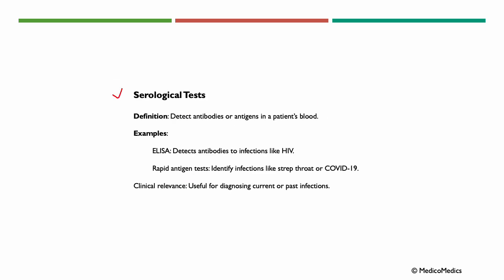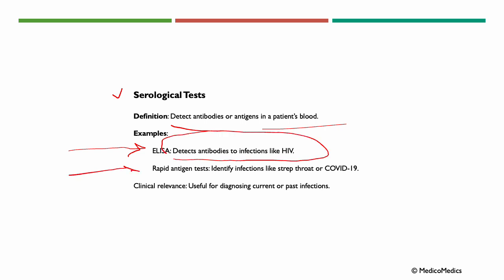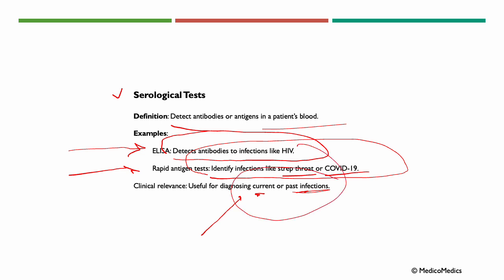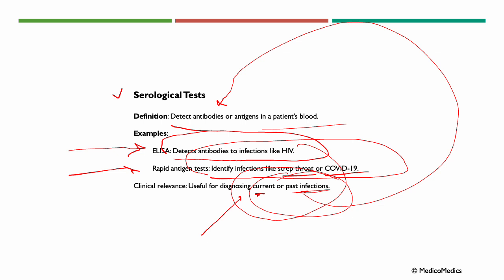Serological tests, of course, looking at the blood, help us detect antibodies or antigens in a patient's blood. The ELISA test helps detect antibodies to infections like HIV. Rapid antigen tests help identify infections like strep throat or COVID-19. So it's useful for diagnosing current or past infections. Because indeed, if we find that we have antibodies for something, it means we've probably been infected before by that thing.